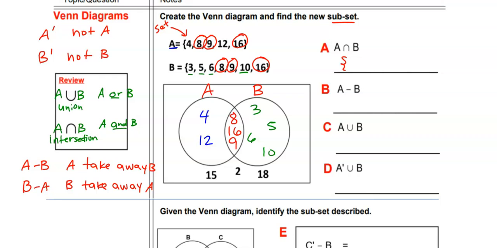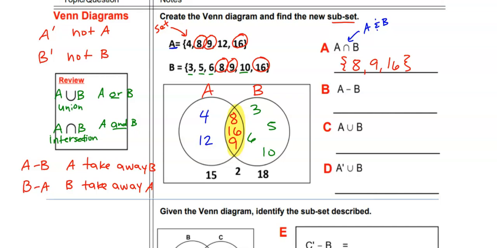Okay, so now let's try to answer some of these questions. So this first one is A intersect B. So that means A and B. Okay, so it has to be in both. It's in the intersection. And I'm going to kind of highlight these as we go along here. The intersection is right there. Okay, so our answer would be the set 8, 9, 16. And I don't really care what order you put them in. It could be 8, 16, 9, or whatever is all fine.